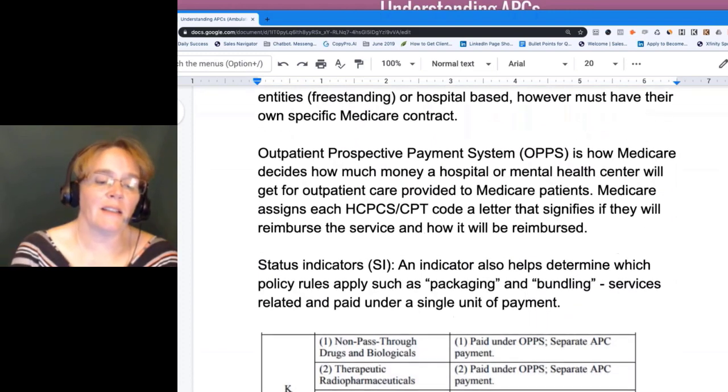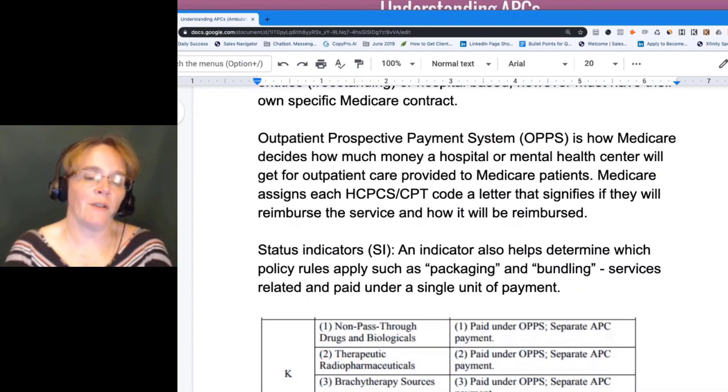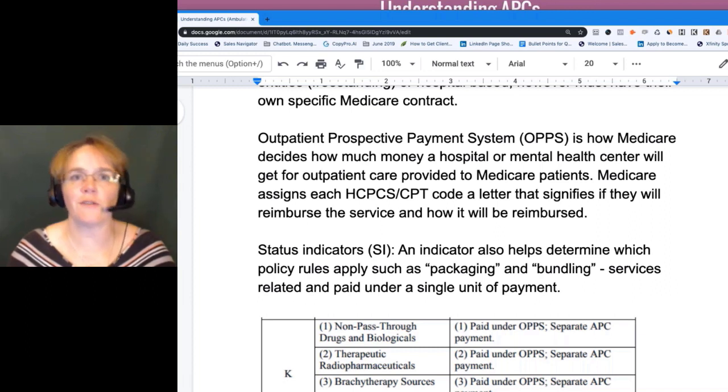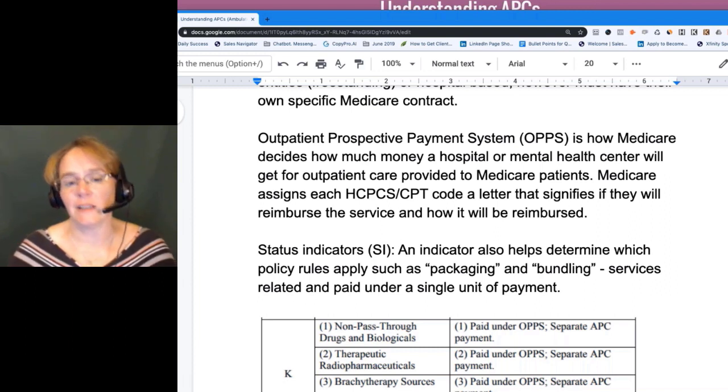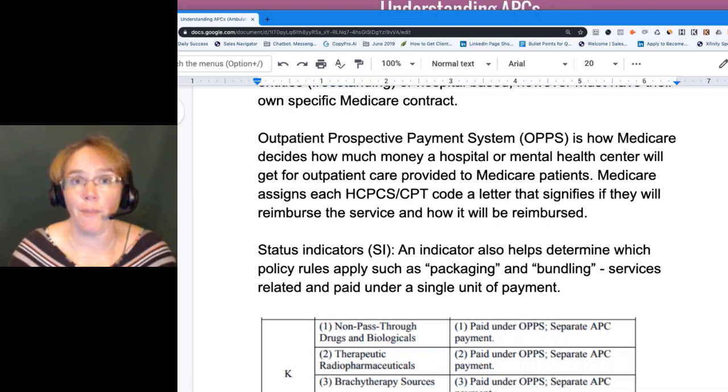And then the next thing that they talk about is the OPPS. If you do any kind of billing or billing education, you hear a lot about the prospective payment systems. There's home healthcare prospective payment system, there's inpatient, there's skilled nursing, there's all sorts of prospective payment systems that Medicare has established. So OPPS is the outpatient prospective payment system. And that's how Medicare decides how much money a hospital or mental health facility gets. Now remember, we're talking about outpatient.